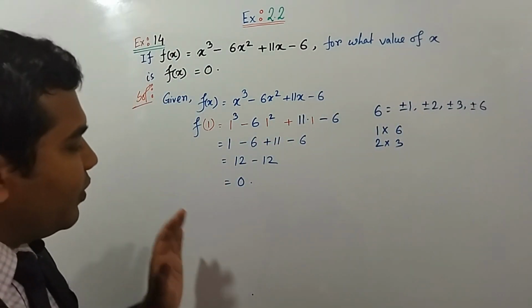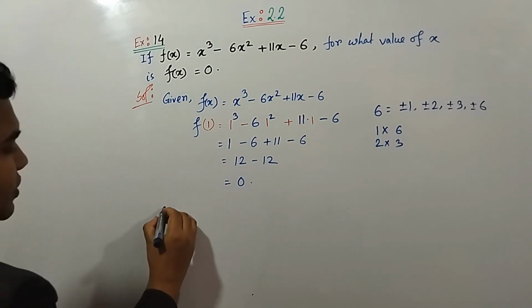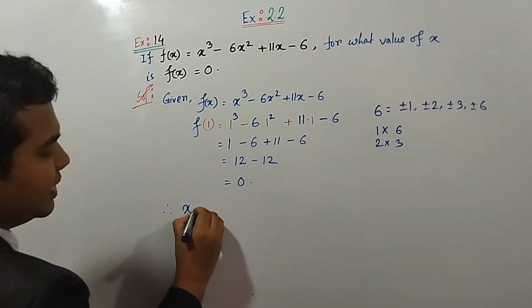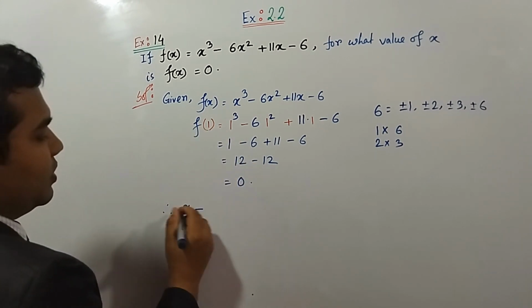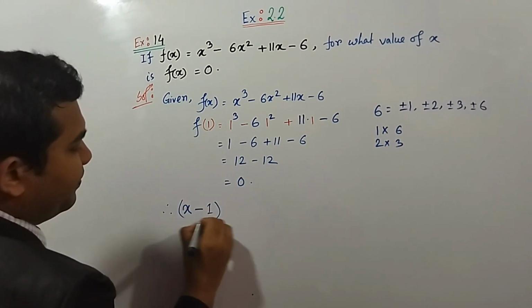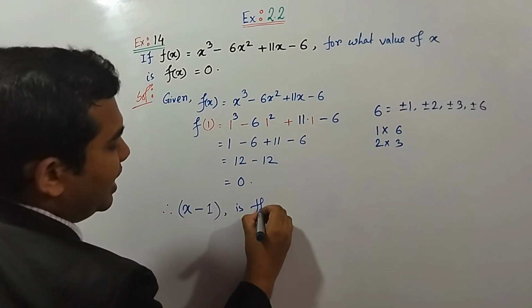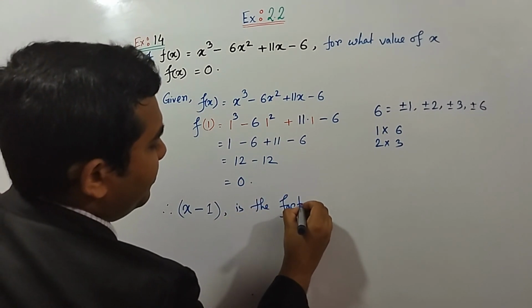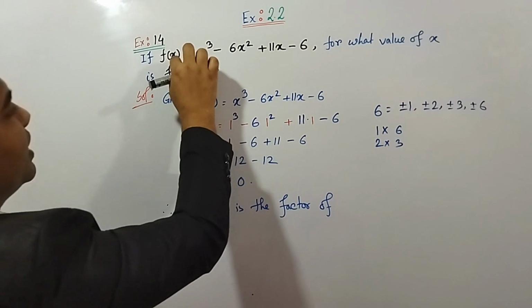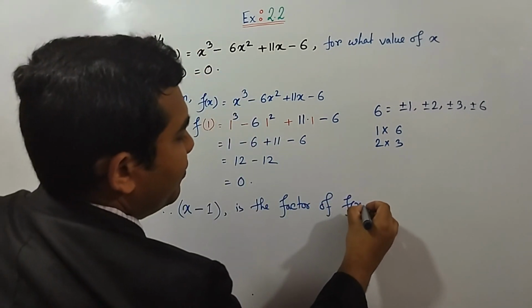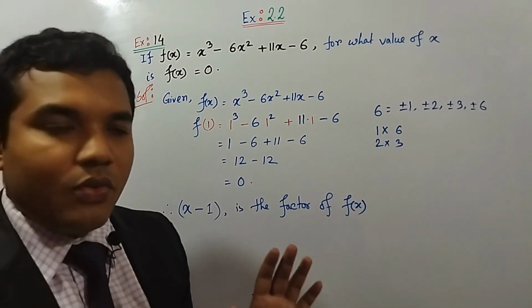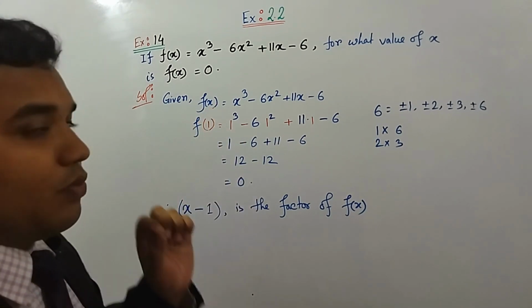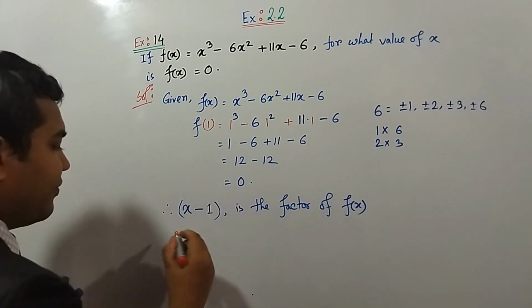If you get 0 for any of these values, then we can write it this way: x minus the value. So x minus 1 is a factor of the function f of x. That's our first part. What have we found here? We have found x minus 1. Here is the formula.